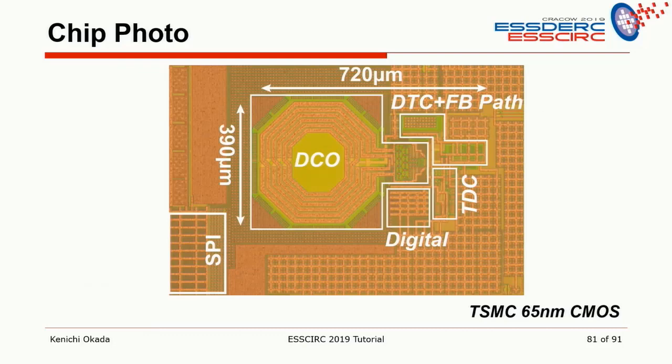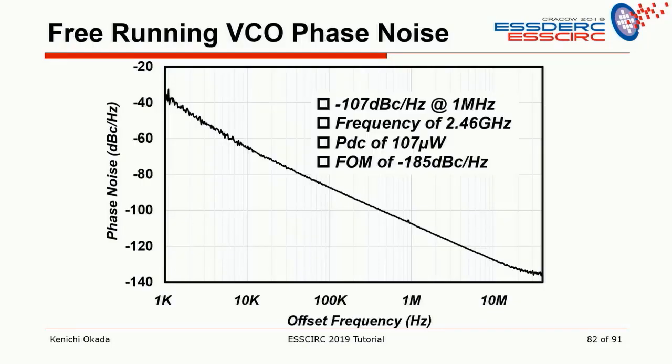It is also implemented in 65 nanometer CMOS technology, with the free-running phase noise like this. The FOM itself is -185 dBc per hertz. It is not very good, not quite state of the art, but the power consumption becomes around 100 microwatt.